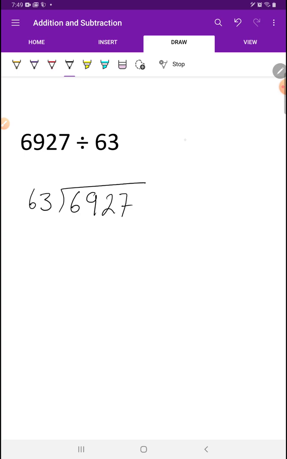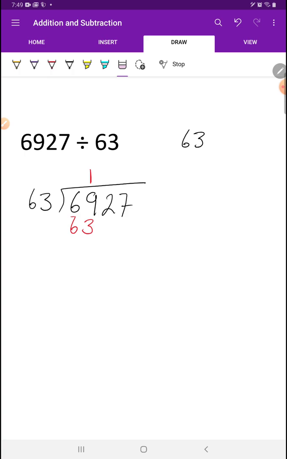So this time I'm using my 63 times tables. Oh, goodness gracious, what a pain. So again, I look at this and I say, well, 63 can't go into 6 by itself. I have to put it into 69. Well, that's really easy. That's just a 1, isn't it? All right. And I'm going to write 63.